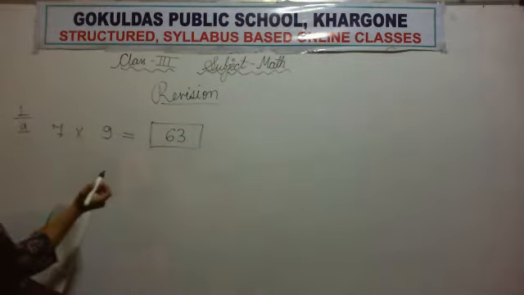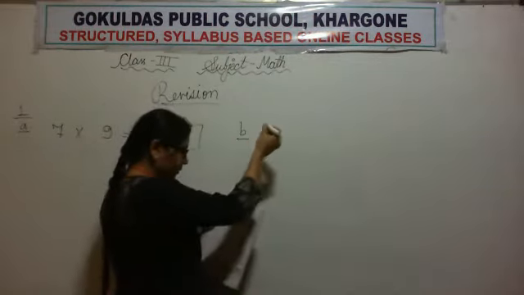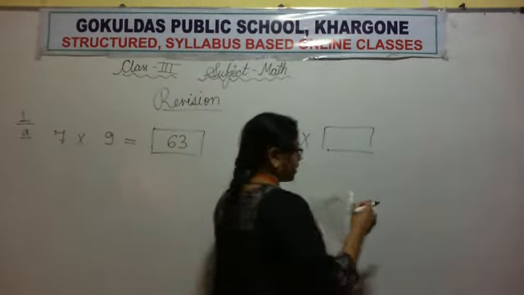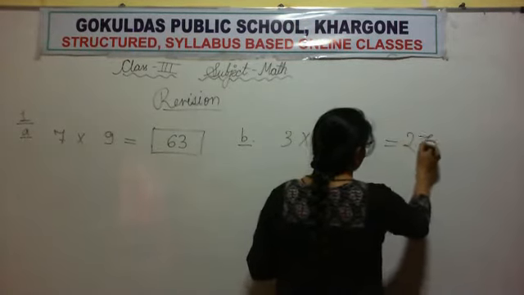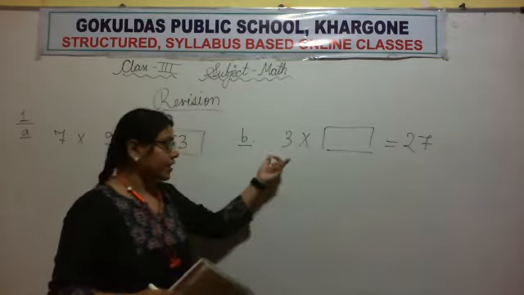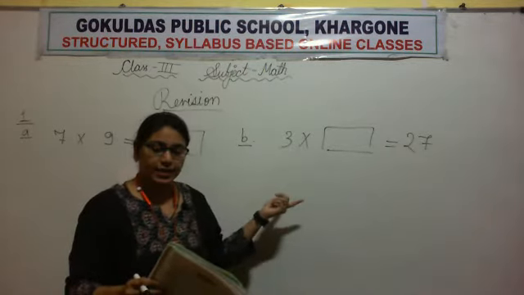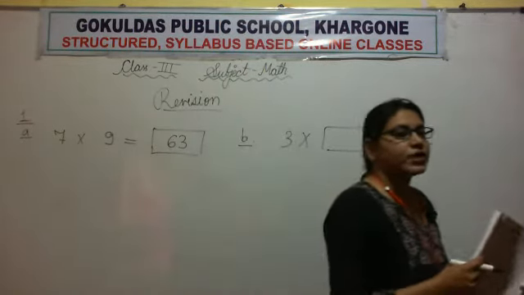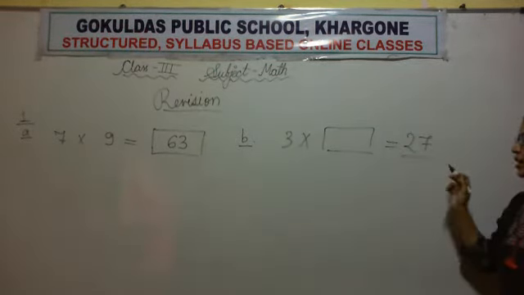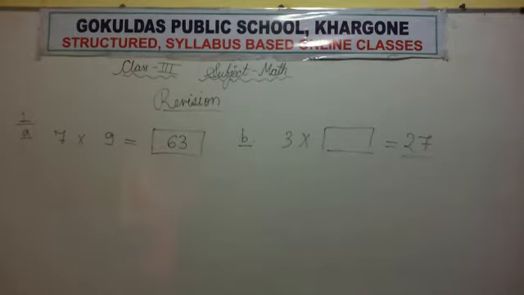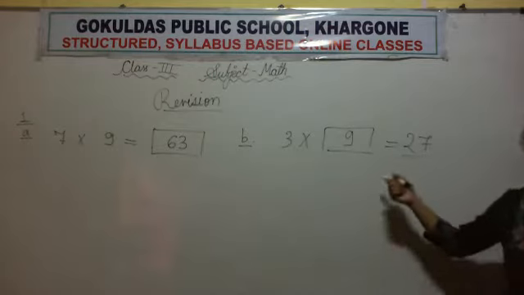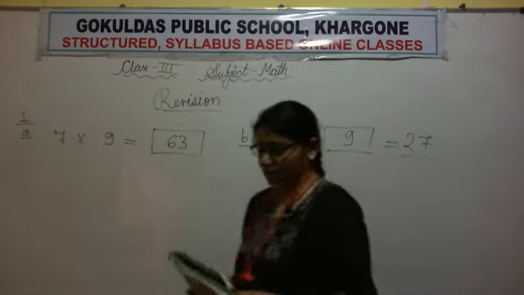The next one, B: 3 into blank is equals to 27. Now you need to recite the table of 3. 3 ones are, 3 twos are, 3 threes are, 3 fours are. Then how many times does 27 come in the table of 3? Yes, 9 times. So 3 nines are 27. So we will write 9 in the box.